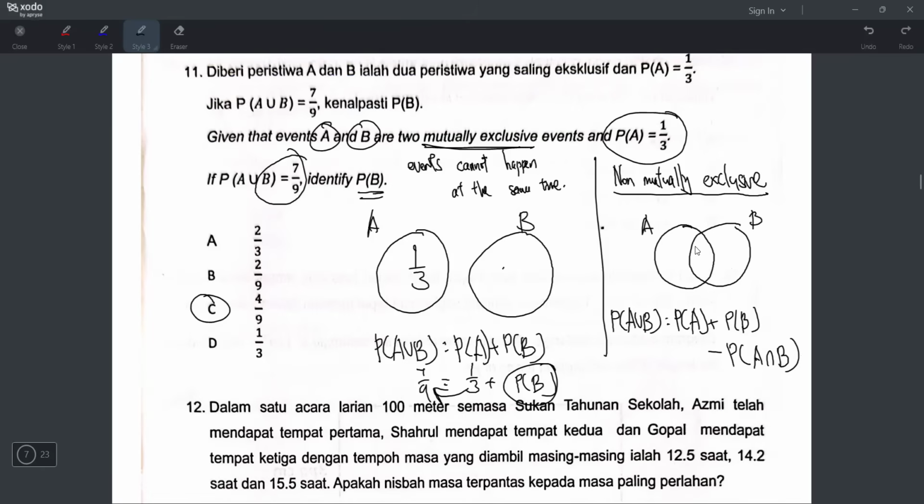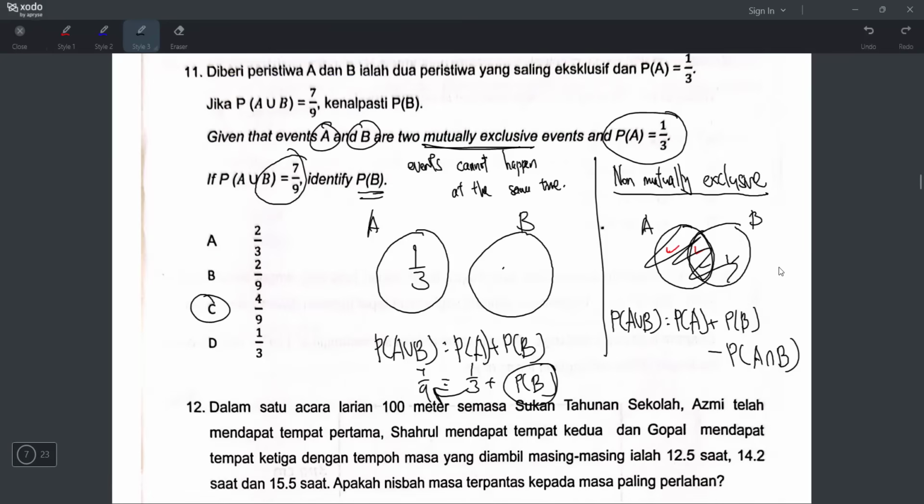Yeah, and let me explain why. It makes sense actually, because probability of A is here and here. Do you agree? Probability of A is here plus here. And then probability of B is here plus here. And did you realize the middle region I take two times? I already take two times. That is why I have to minus the middle part one time to get the probability of A union B.